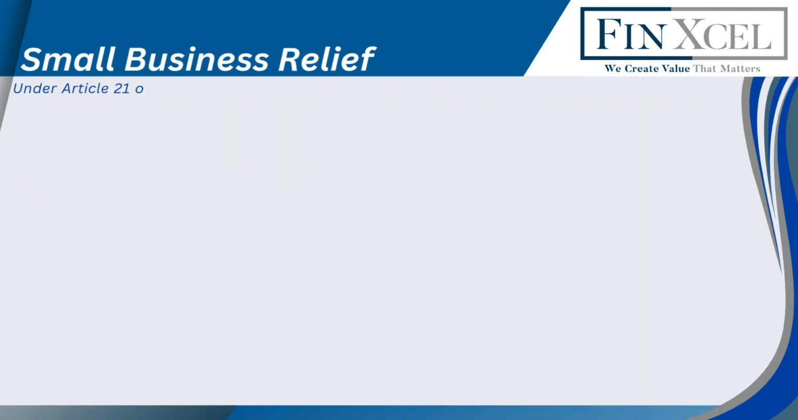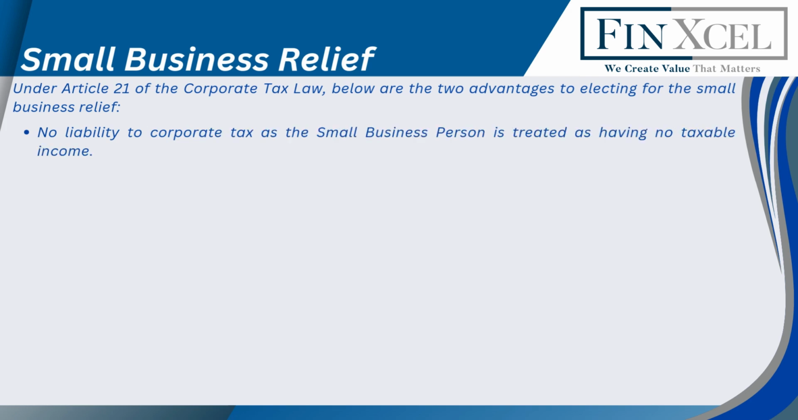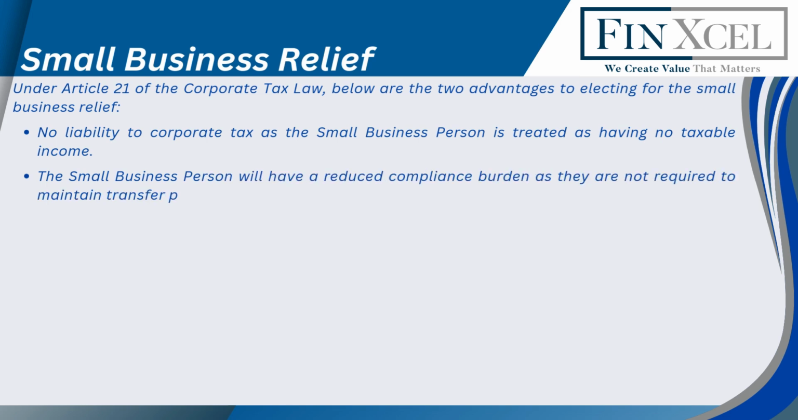Under Article 21 of the Corporate Tax Law, below are the two advantages of electing for the small business relief. No liability to corporate tax, as the small business person is treated as having no taxable income. The small business person will have a reduced compliance burden, as they are not required to maintain transfer pricing documentation stipulated under Article 55 of the Corporate Tax Law.